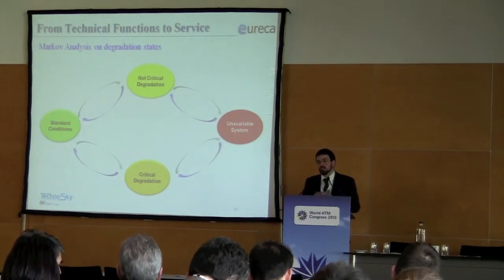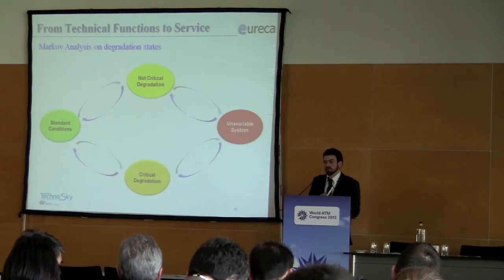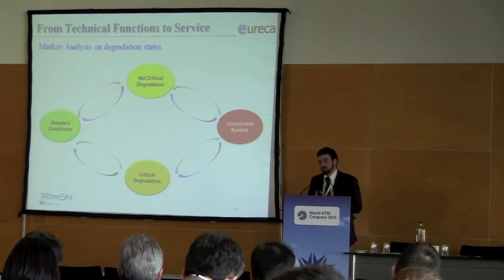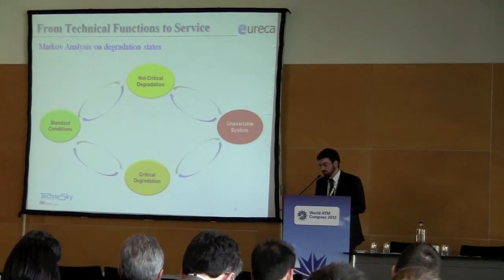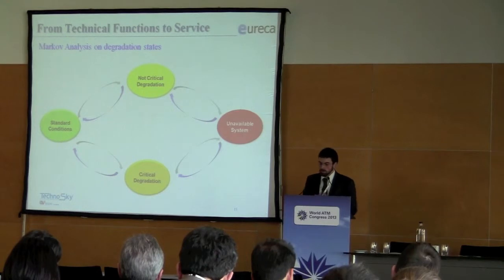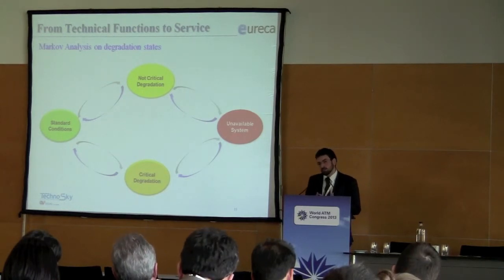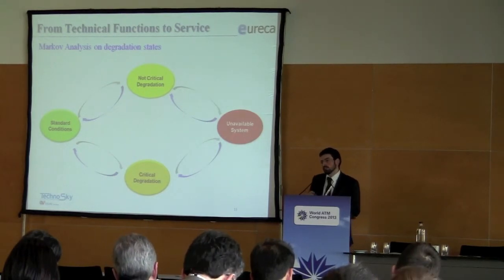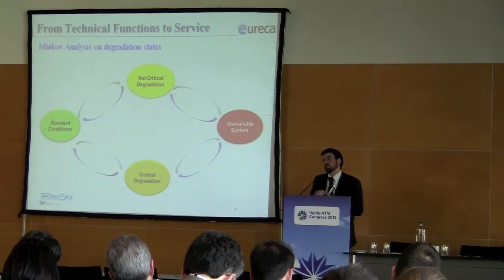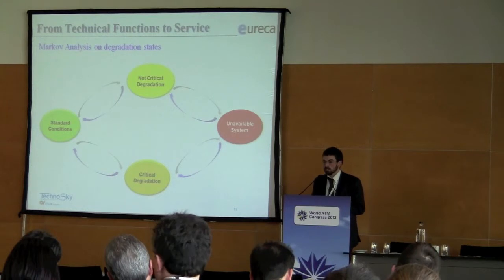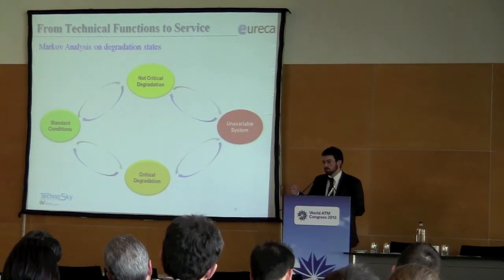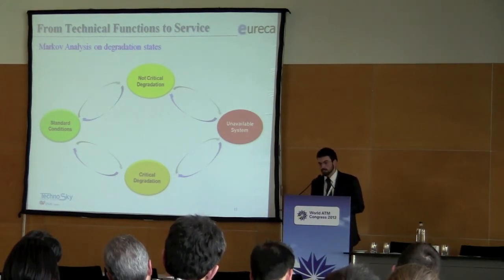Always in the field of equipment analysis, the Markov methodology is very important because it is very close to resilience. Why? The first step of Markov is the identification of the degradation states of a system. For example, here we have 4 degradation states: the standard condition, the unavailable system, and 2 middle layers: non-critical degradation and critical degradation.